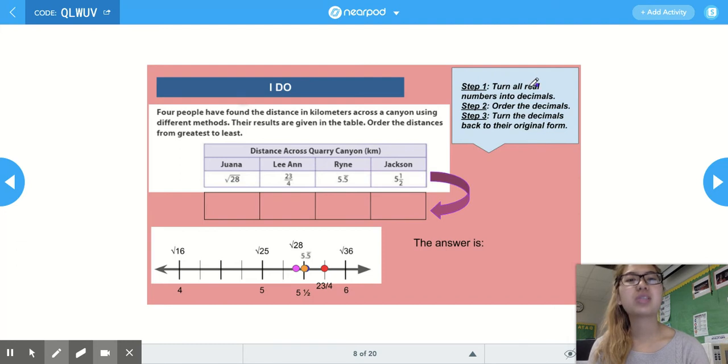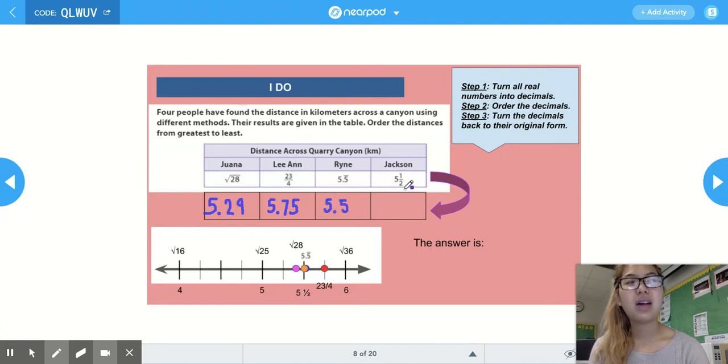And so step 1 is to turn all the real numbers into decimals. Step 2 is to order the decimals. And step 3 is to turn the decimals back to their original form. So the square root of 28 is 5.29. 23/4 is 5.75. All we did was divide 23 by 4. And then, of course, 5.5 is already in decimal form.